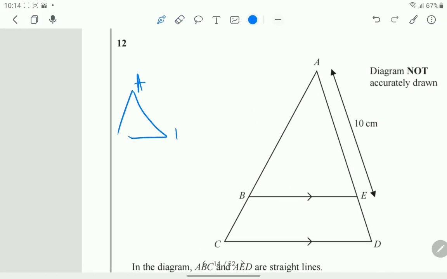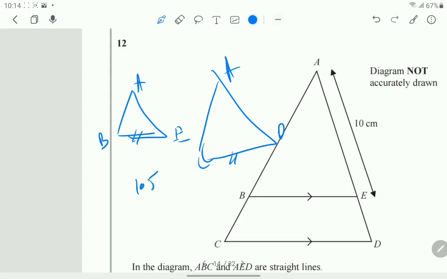AEB is a separate triangle, and ADC is a much bigger triangle. So the ratio between BE and CD is 1.5. We can see that these are similar shapes, and the rule about similar shapes is that the lengths of their corresponding sides remain in the same ratio. So AE and AD will have the same ratio of 1.5, so AD would be 1.5 times AE.